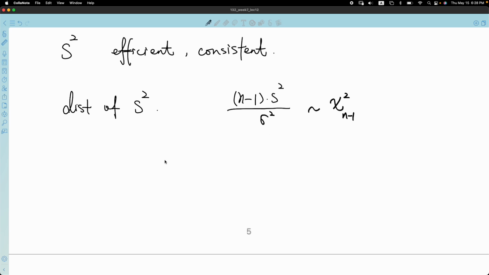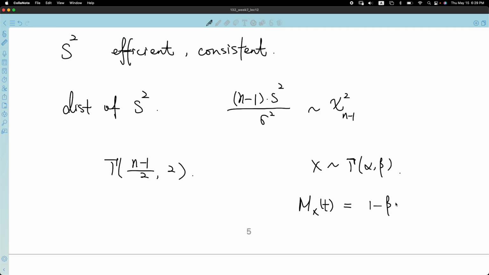And chi-square is a special case of the gamma distribution with alpha equal to (n minus 1) over 2, and beta equal to 2. Let me write it more precisely. So for X following a gamma distribution with alpha and beta, its moment generating function is (1 minus beta t) to the power of negative alpha. This is a result that we already derived even before midterm 1.